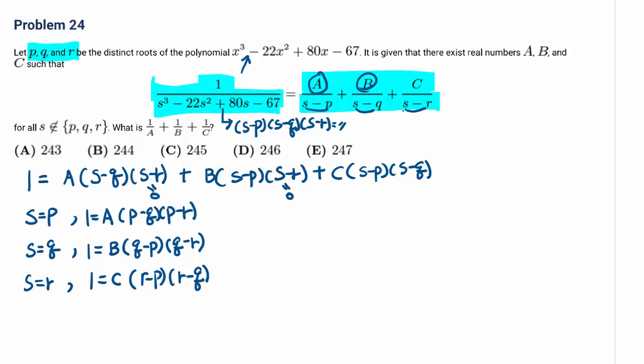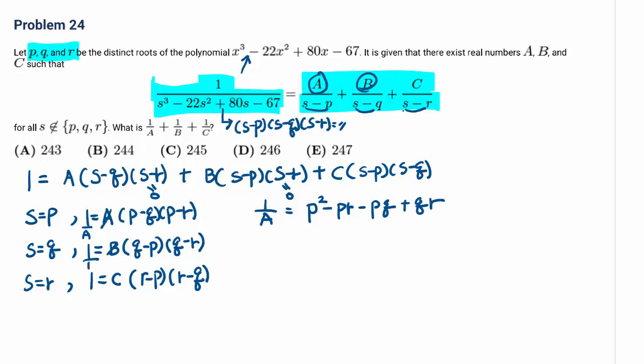So I'm going to expand this. This is also 1 over A. So 1 over A equals (p minus q)(p minus r). Expanding: p times p is p square, p times r is minus pr, q times p is minus pq, and minus q times minus r is plus qr.